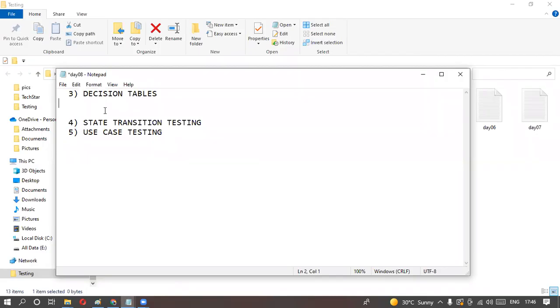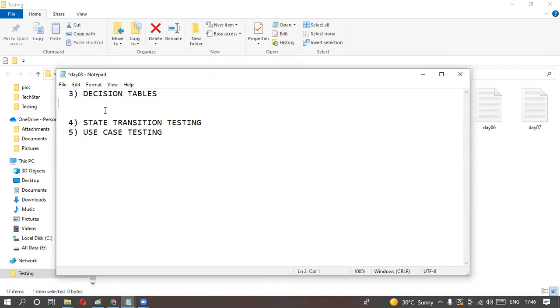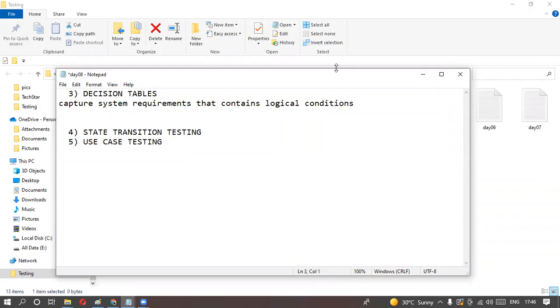Let's take an example. If you wanted to withdraw some cash from the ATM, there is a rule that the minimum balance should be maintained, that is 1,000 rupees, or if it is in a private bank like ICICI or HDFC, the minimum balance should be 10,000. Okay, so there are some logic conditions. Based on that logic conditions, we will be testing. That we call as a decision tables. So capture system requirement that contains logical conditions.